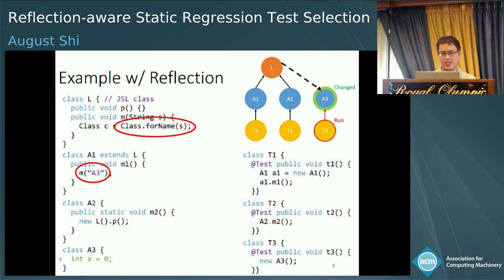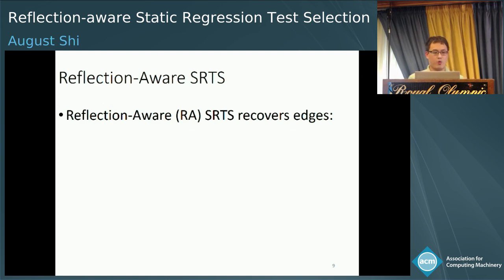So at runtime, we actually see there's really a relationship between L, which is calling Class.forName, and A3. So we're missing this edge, and this can lead to us not selecting to run some tests which could be affected when A3 actually has a change. So the problem is that we're missing edges in this dependency graph that are due to reflection. So we want to propose some reflection-aware static RTS techniques that recover these edges.